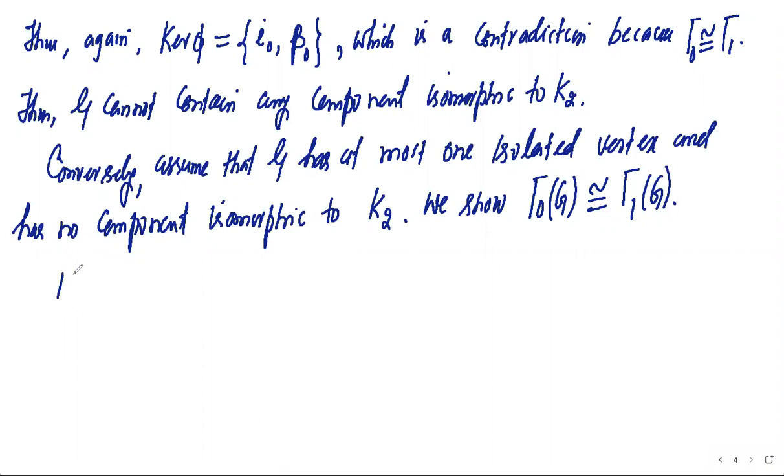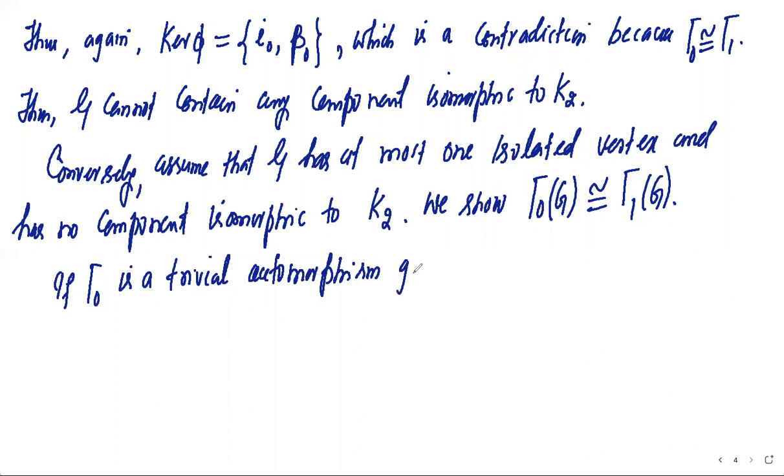Now, if gamma 0 is a trivial automorphism group, because there could be a graph where the only automorphism we can define is the trivial automorphism. If gamma 0 is a trivial automorphism group, then so is gamma 1, because the trivial automorphisms will always induce the trivial edge automorphisms. So assume gamma 0 has a non-trivial automorphism.